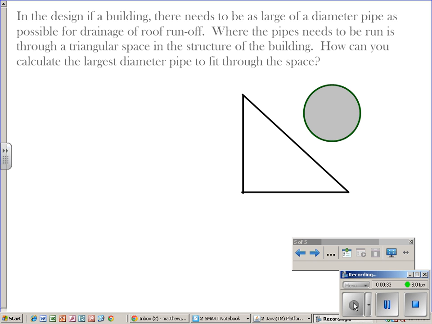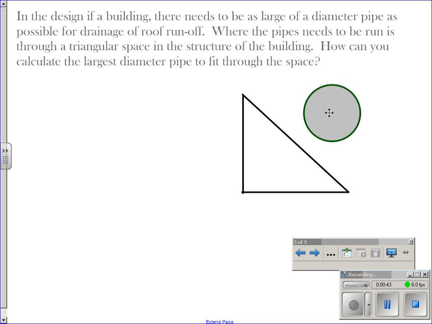Just a visualization here of what's going on. You've got this triangular space, but you want to run a giant pipe through that space. So you need to have as big a pipe as possible, but you only have limited space. This circle represents the pipe, the triangle is the space. We need that circle to fit into that triangular space as best as possible and to get it as large as possible. So we're looking to do something like this, where that circle is fitting in the triangle. It may be touching each of the three sides, but it fits in there. Okay, that's the idea. We want the biggest possible thing.